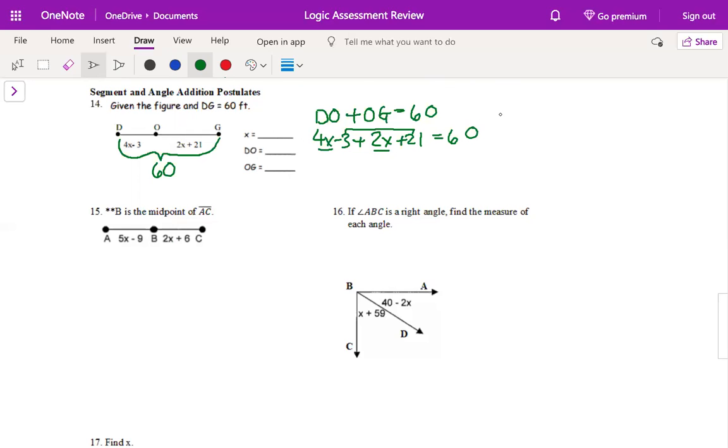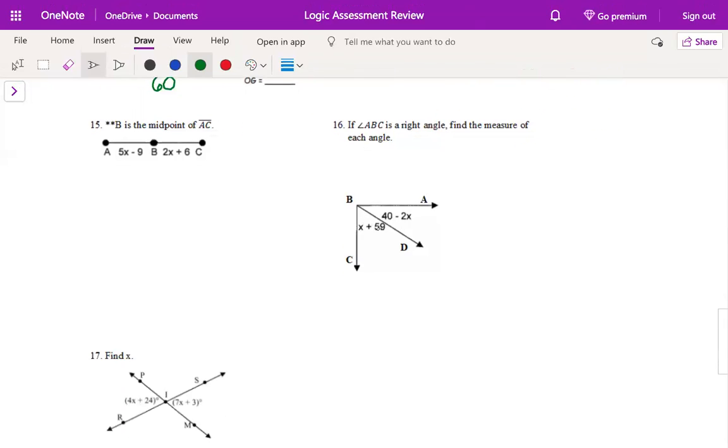And then to get DO and OG, let's set that piece up. DO is 4x minus 3. So when you know what x is, go ahead and substitute the number in here, and you'll come out with an actual whole number. And then the same thing for OG. OG is 2x plus 21. So go ahead and substitute x into here, and then you can calculate the length of OG.